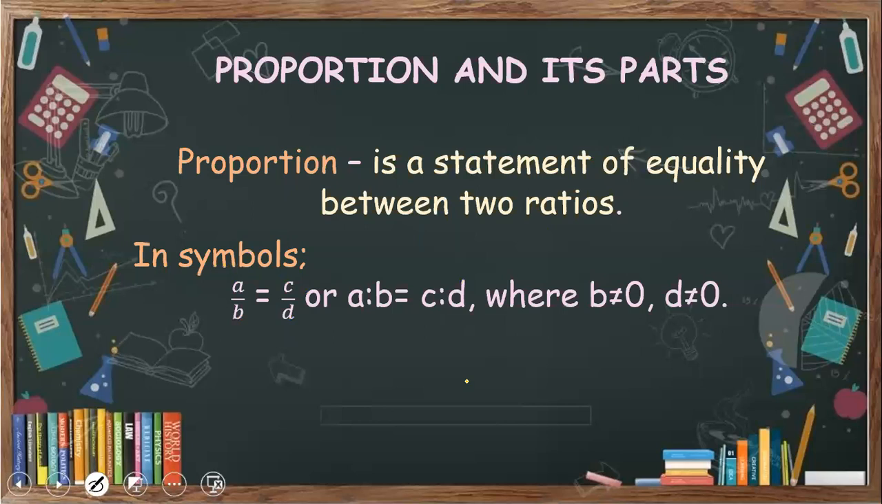Now, proportion and its parts. Proportion is a statement of equality between two ratios. When we say equality, we use the equals symbol because the two ratios are equal. In symbols, A over B equals C over D, or A is to B equals C is to D, where B is not equal to 0 and D is not equal to 0. Because if B and D are 0, the ratio is undefined.